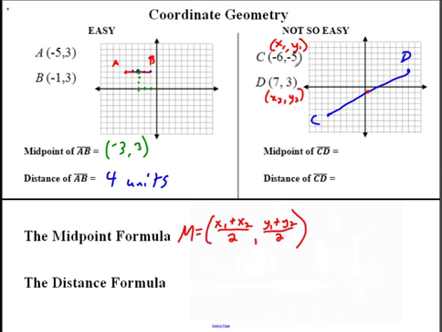Well, let's try it. x1 plus x2 would be -6 plus 7, divided by 2. That's the first coordinate. The second coordinate would be add your y's. Well, I've got -5 plus 3, divided by 2. And so what happens here? You get -6 plus 7, that's going to be 1 over 2. You got -5 plus 3, that's going to be -2 over 2. And if I reduce that a little bit, it's 1/2 and -1.